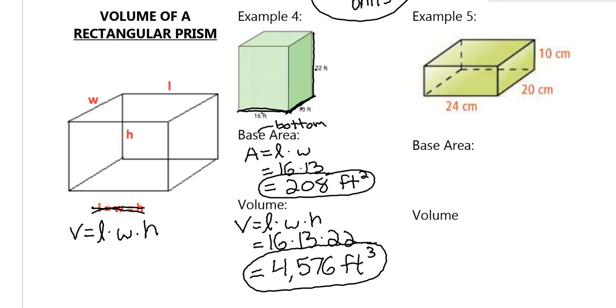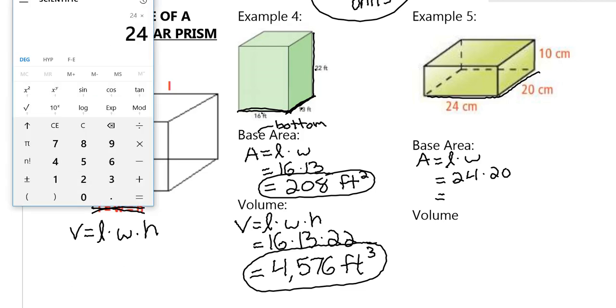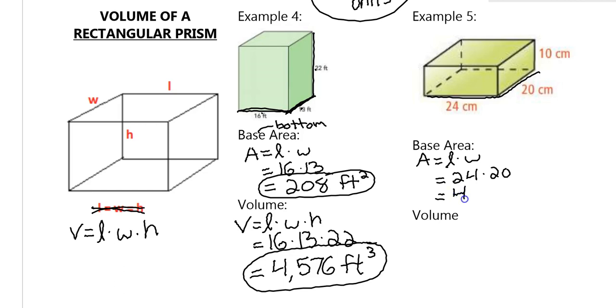Looking at our next one, our base area. Again, area equals length times width. Then 24 times 20. 24 times 20 is 480. So that's 480 centimeters. Again, this is just area, so it's centimeters squared.